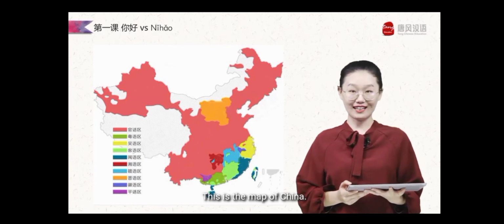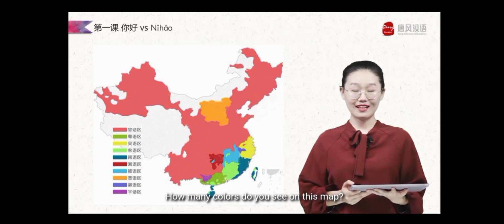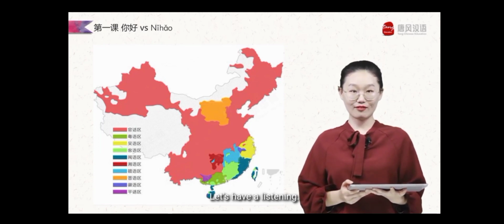This is the map of China. How many colors do you see on this map? Each color represents one dialect. Let's have a listening. What are Chinese dialects like?